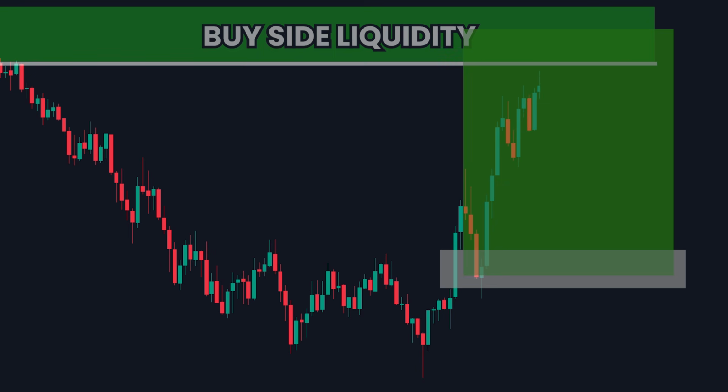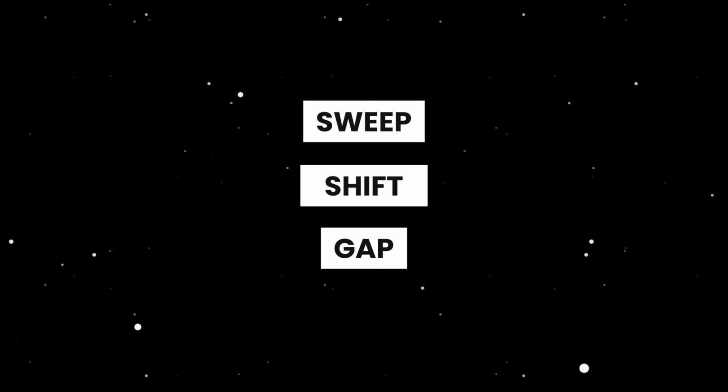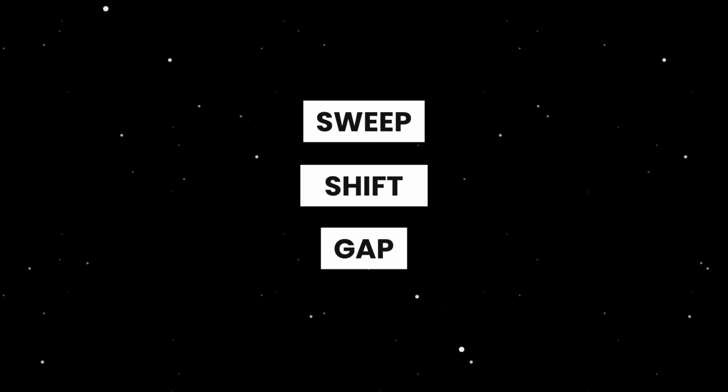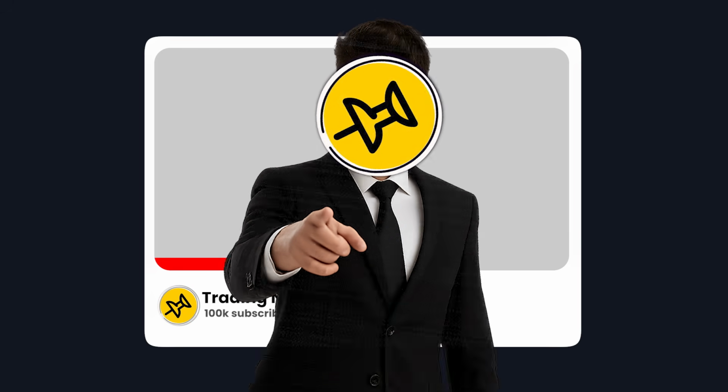And a few minutes later, there it is. The buy side gets taken and we're out at target. Sweep, shift, gap. That's it. That's the strategy.